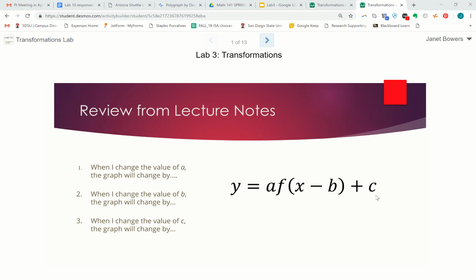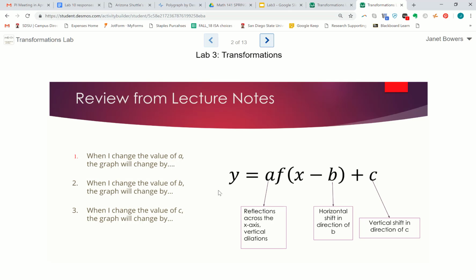I'll give the students about 3 or 4 minutes to get settled and to get out their notes. What they'll see in their notes is that the A causes a reflection across the x-axis and vertical dilations. The B causes a horizontal shift in the direction of B. If B is positive, it goes to the right. If B is negative, it goes to the left. They've got to remember it's the opposite sign. If it's plus, I think I even just said it wrong.